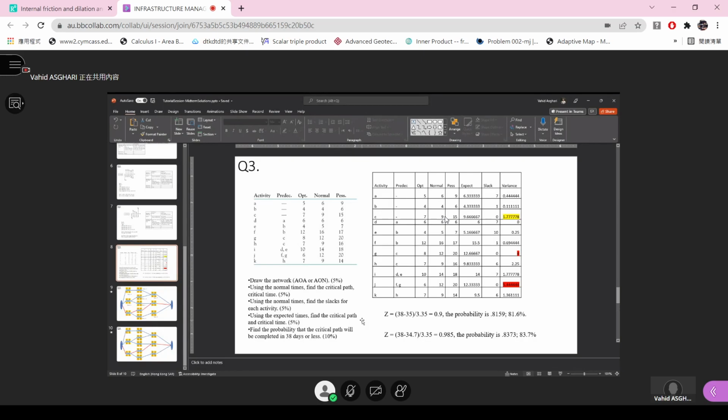Hello. Hi. So what is the equation for finding the expected time and variance? Can you tell me for the expected time? Not the variance, just the expected time. The expected time is the optimistic plus 4 times the normal one plus the pessimistic one, divided by 6.